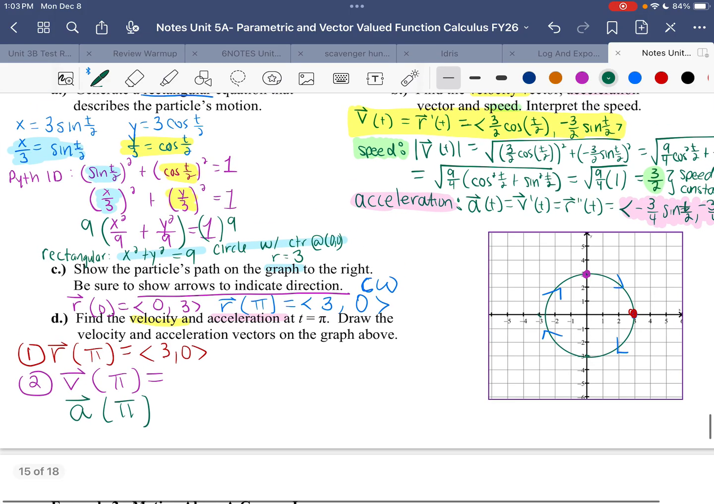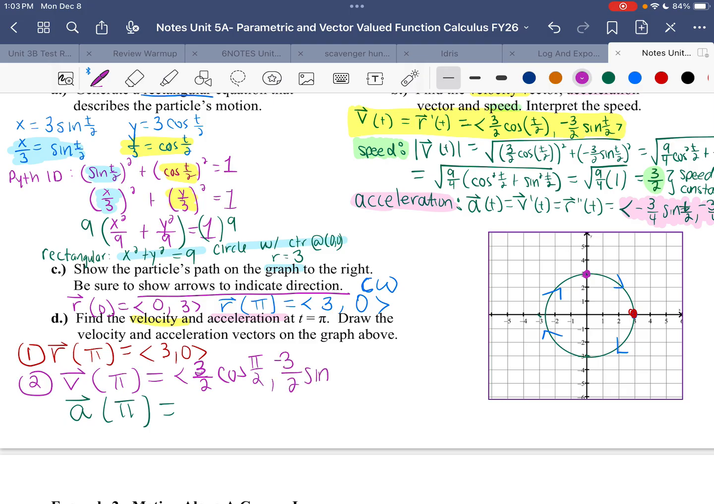Okay, so using our velocity vector, we get 3 over 2 cosine, plug in pi, negative 3 over 2 sine, plug in pi. Okay, cosine at pi over 2 is 0. Sine at pi over 2 is 1.